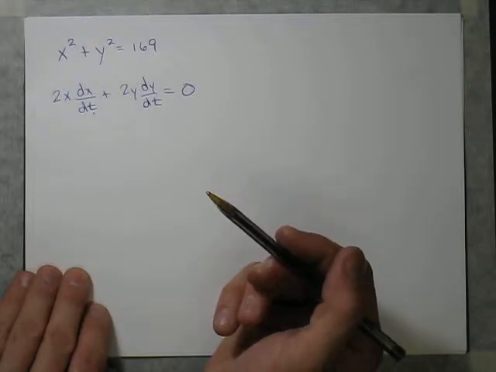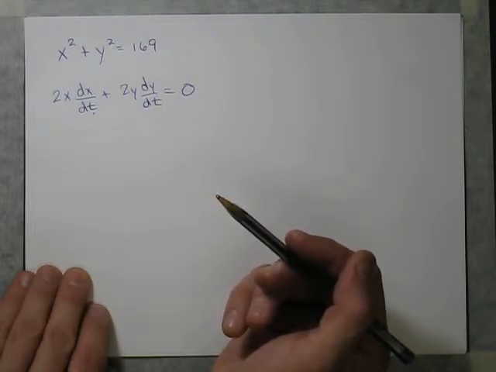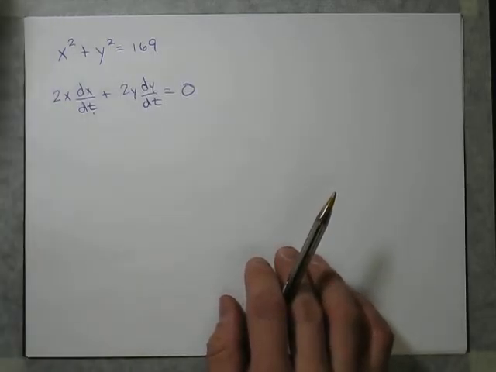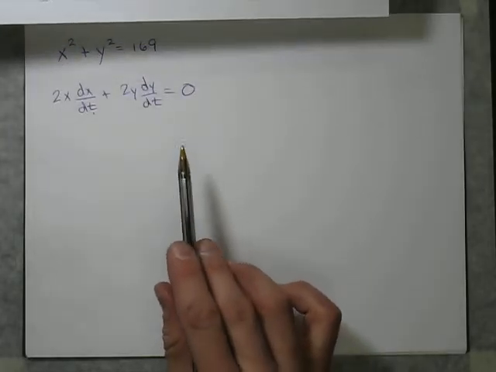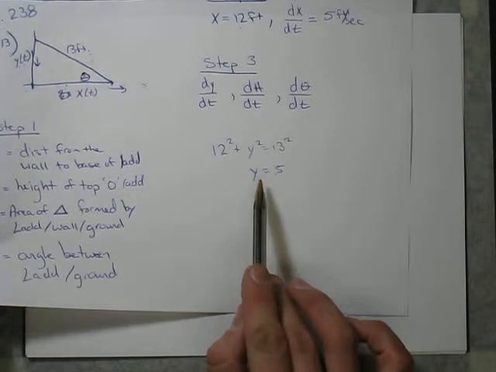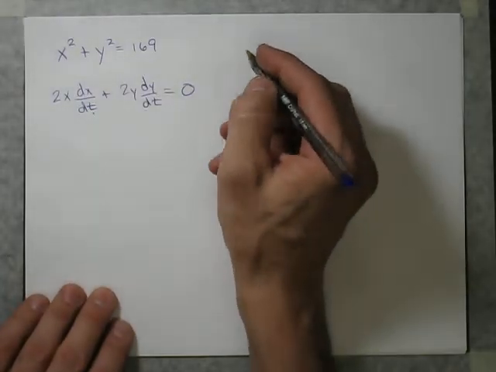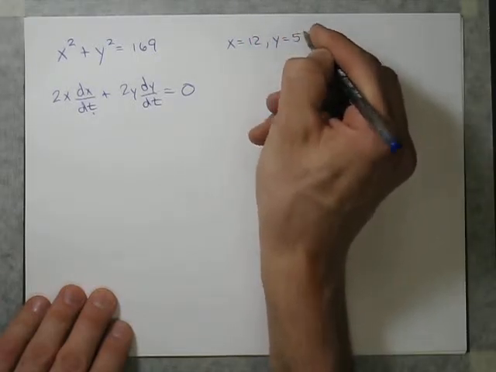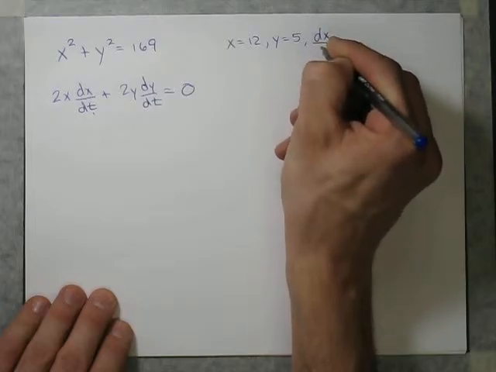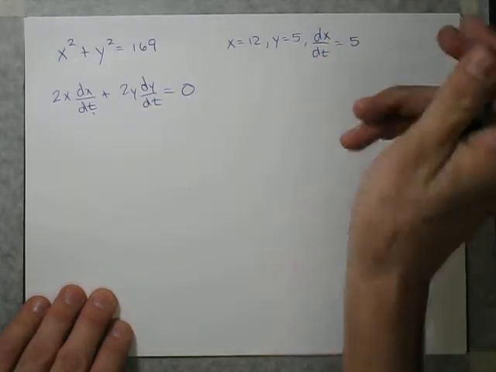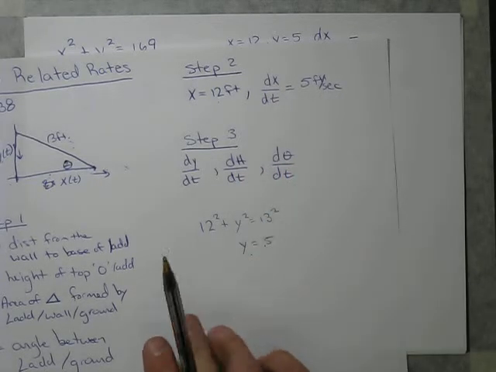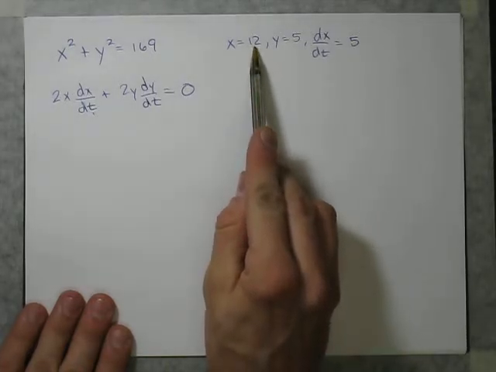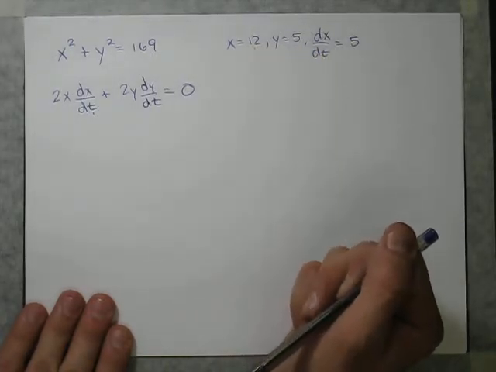So now, I already found out that my y value is 5, which we were going to find later, but we found it right here. I'm going to make a little note that at the given moment, x is equal to 12, y is equal to 5, and we know dx/dt is equal to 5, because they told us that, and I already wrote it down. So these are things that I know at that moment: x is 12, y is 5, dx/dt is 5.